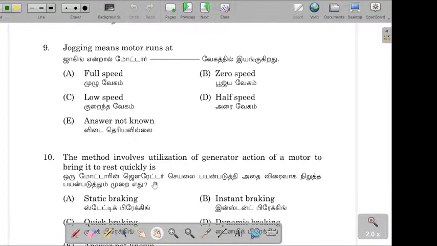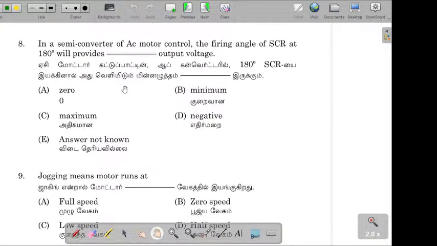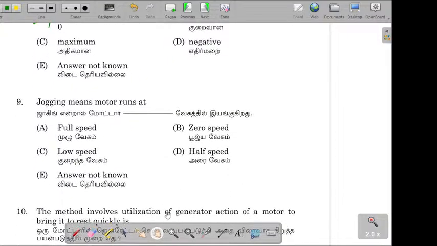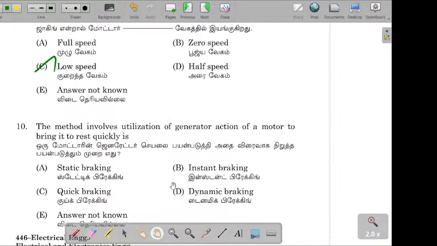Next, in a semi-converter of AC motor control, the firing angle of SCR at 180 degree will provide dash output voltage. Zero output voltage will be the answer. Jogging means motor runs at low speed. The method involves utilization of generator action of a motor to bring it to rest quickly is dynamic braking.